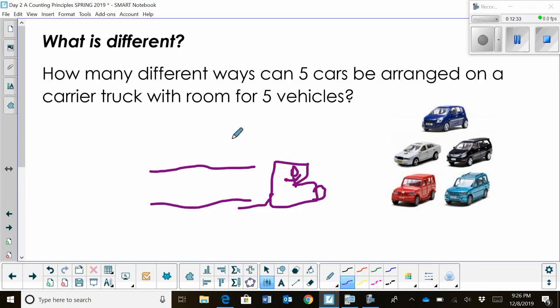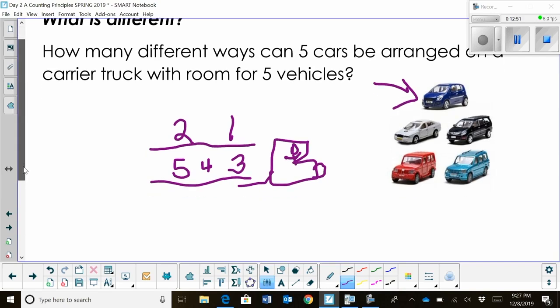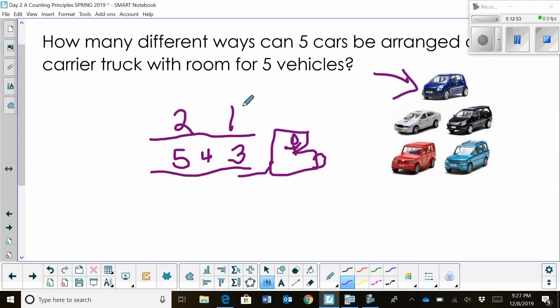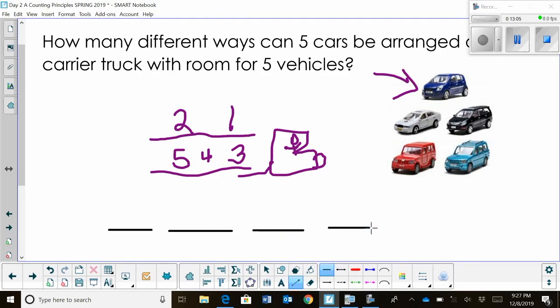Well, we have a spot for 1, 2, 3, 4, 5 cars, something like that. There may be 3 on top and 2 on the bottom. But anyway, we have a spot for 5 cars. How many different ways could we arrange these 5 cars? Well, what's different about this is once we place a car, we can't use it again because we've already placed it. So we have to think about our 5 events. We have 5 events going on because we have 5 positions for 5 cars. So let's draw our 5 lines to represent each event.